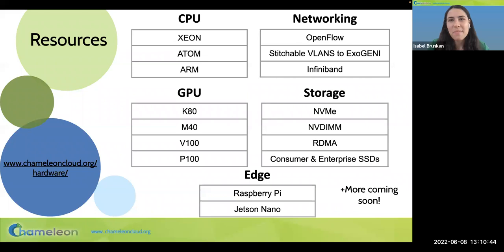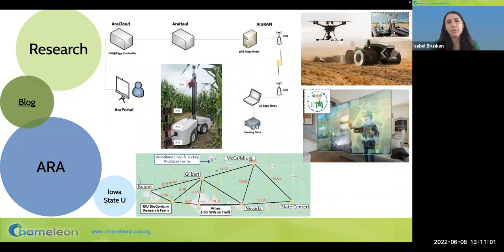And then to give you an example of what you can do on Chameleon, I'll briefly introduce some of the past research that users have conducted on Chameleon. And you can learn more about each of these stories on the Chameleon blog as well. So our first example is using the Chameleon Edge Computing platform to design and deploy the future of agriculture.